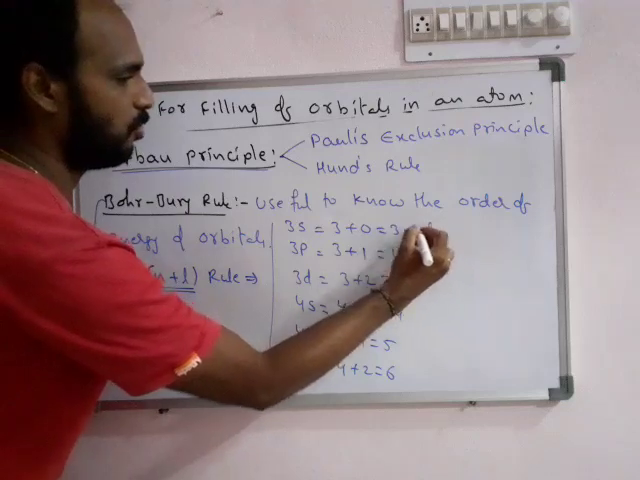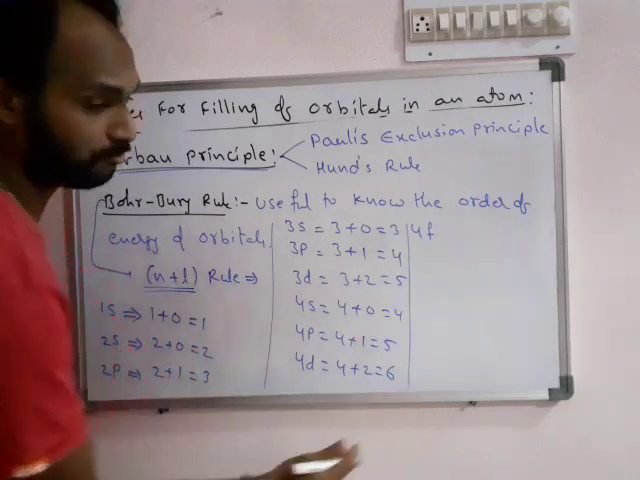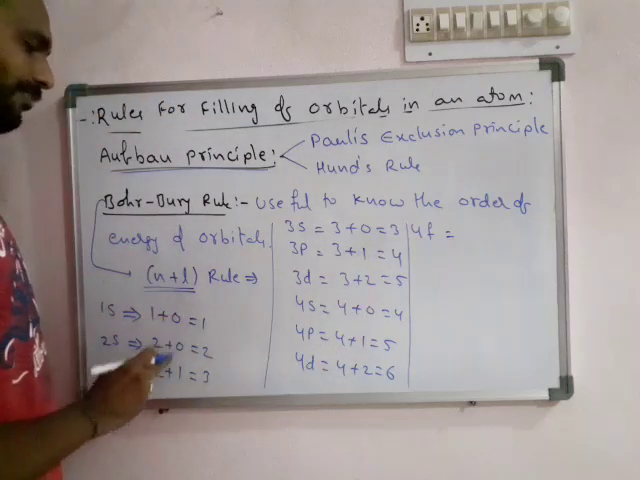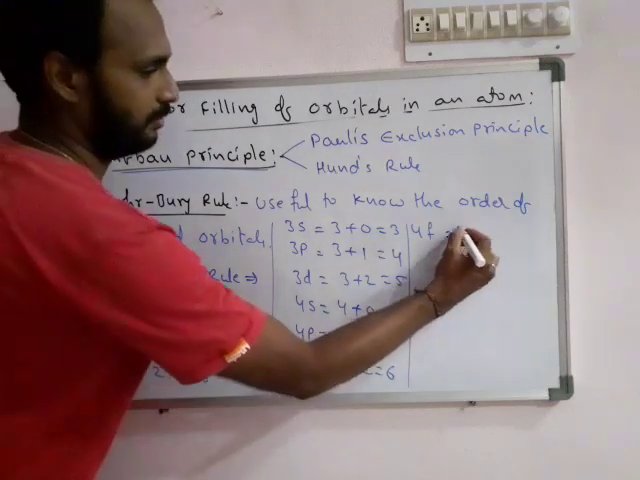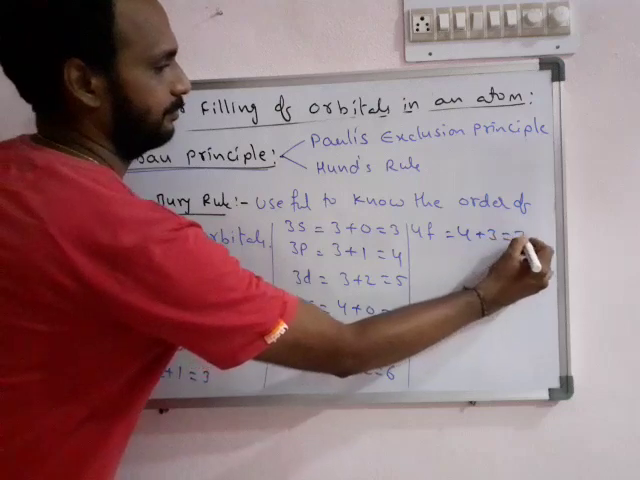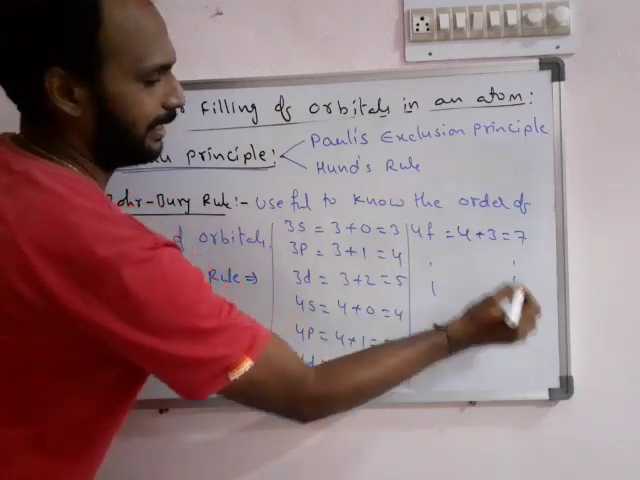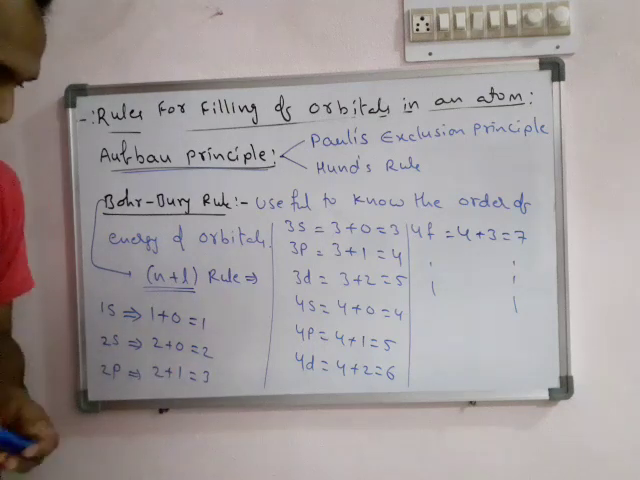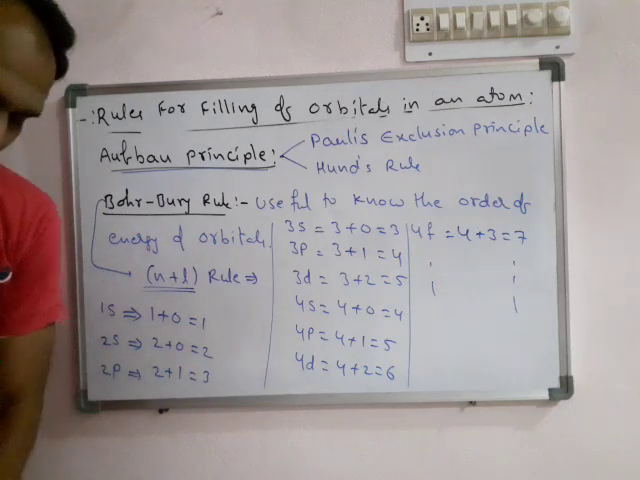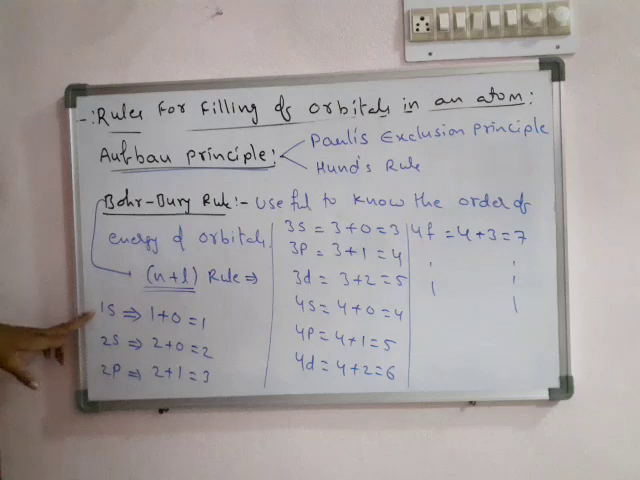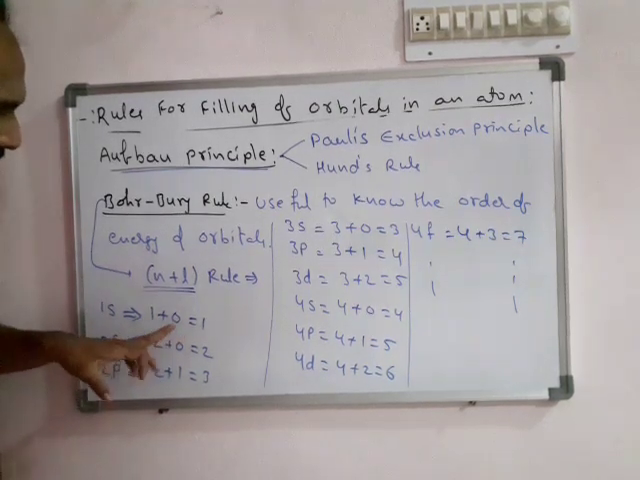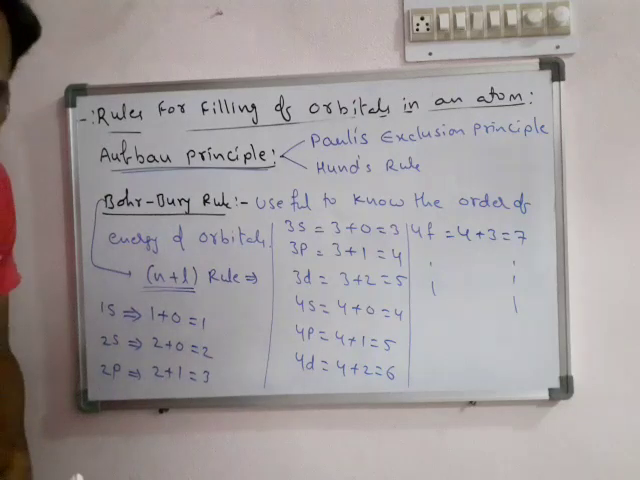Then what about 4f? F is also present in the 4th orbit. What is the l value for f? l equals 3. So we can write many orbitals like this, but we must remember up to this. By comparison, for 1s, 2s, 2p there is no problem. With the help of this, we are able to write the energy order.